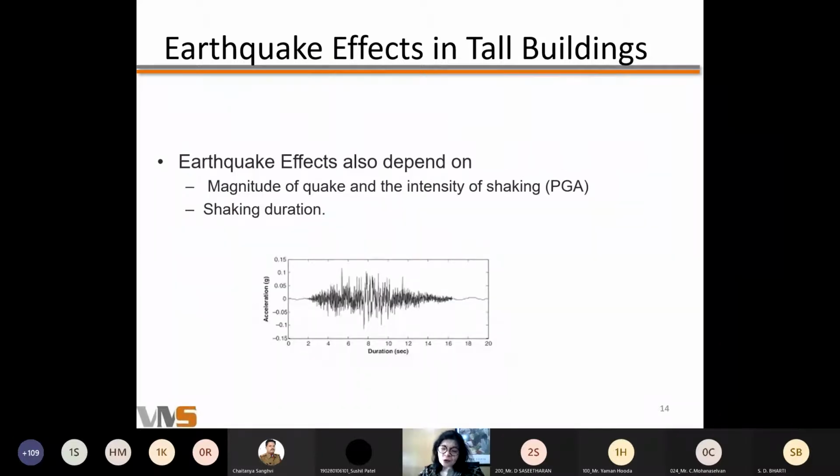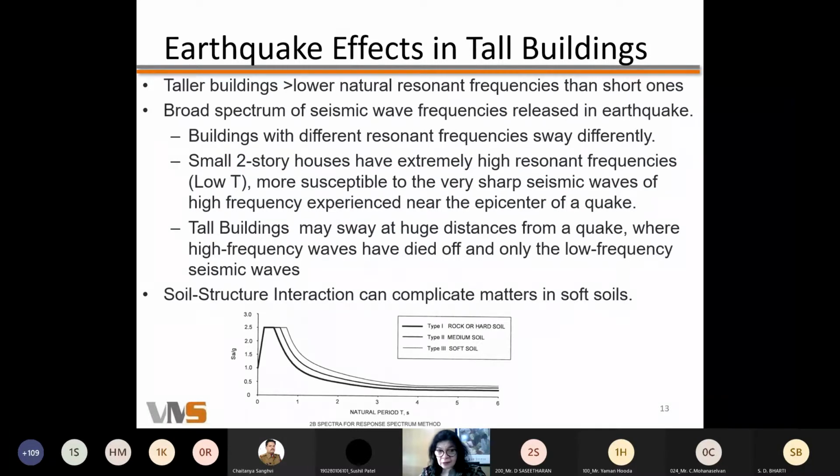Just to flag one thing: it's not as simple as I'm saying. Nothing is ever very simple, and sometimes when you try to simplify it, you miss out some of the nuances. Obviously earthquake effects will depend both on the magnitude and intensity of shaking, and also on the duration. And as I said in the last point in this slide, there is a joker in the pack that can complicate matters, and that is soil structure interaction and soft soils.